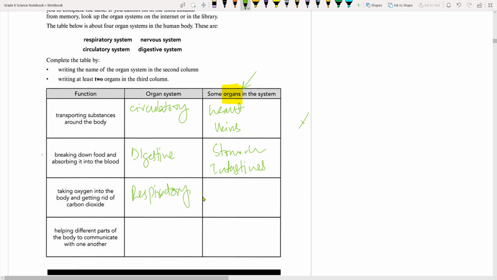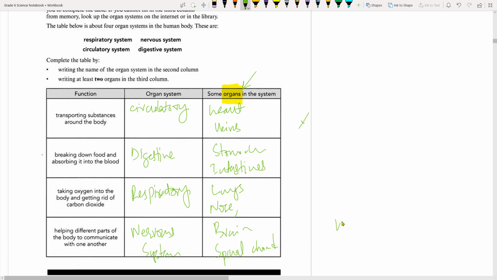And for that, we have lungs, we have nose, right? That's also like all of them. I'm just going to write two. Helping different parts of the body to communicate with one another, and that would be the nervous system, right? And in the nervous system, there's brain and spinal cord, right?